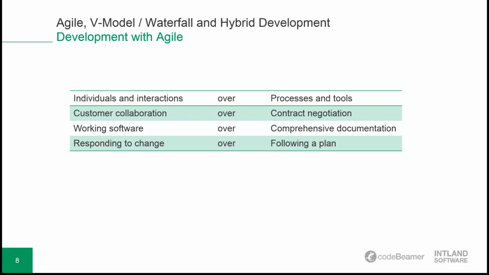As you can see on the chart, I listed the most important principles of Agile. On the left side is Agile, and the right side is Waterfall. Agile prefers individuals and interactions over processes and tools, customer collaboration over contract negotiation, working software over comprehensive documentation, and responding to change over following a plan.